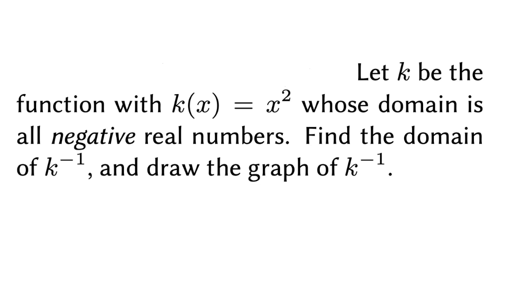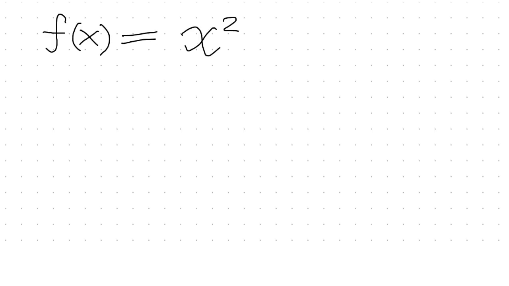Let k be the function with k of x equals x squared, whose domain is all negative real numbers. Find the domain of k inverse and draw the graph of k inverse. Before we solve this problem, let's talk about inverse function first.